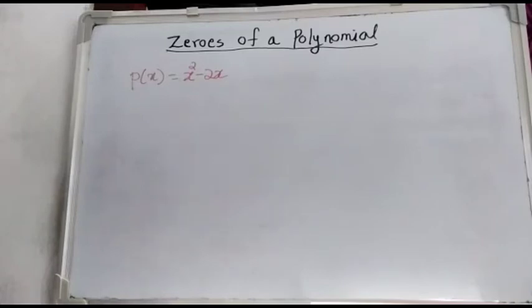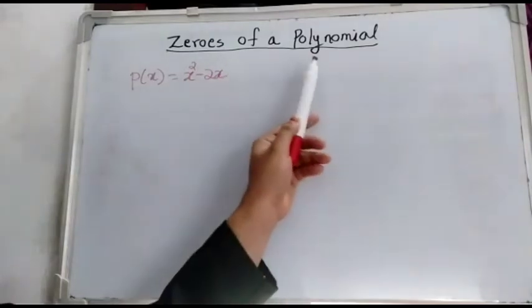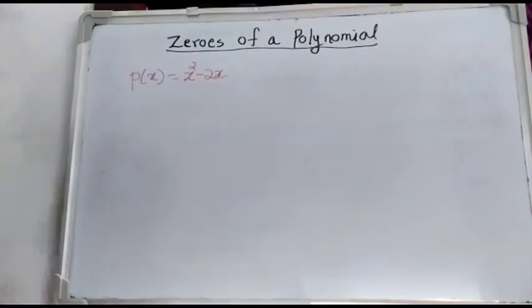In the last class, we discussed what polynomials are, what linear, cubic and quadratic polynomials are, then the degree of a polynomial, then monomial, binomial, trinomial, etc. In this class, we are going to discuss a new topic, that is zeros of a polynomial. Zeros of a polynomial. Let us check this topic by using one example.